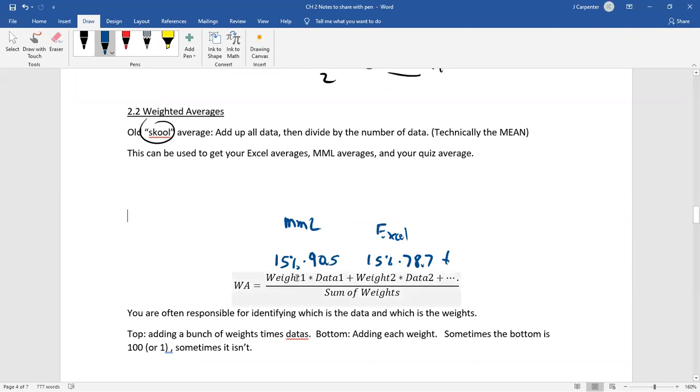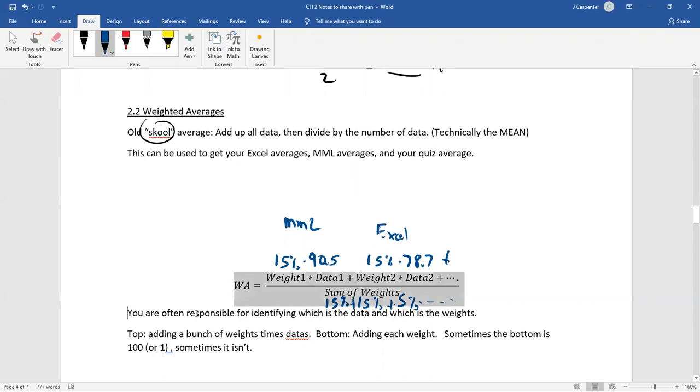So the top is the weight times the grade, or weight times the data, weight times data, plus weight times data, plus weight times data. So you're multiplying a weight and a data, and then adding, and then the next weight times data, and then adding the next weight times data. This is known as a sum product because you're adding up a bunch of products. The bottom is the sum of the weights. So this would be like your 15% plus the 15% plus the 5%, et cetera, et cetera. All the different categories of grades that we just related to.